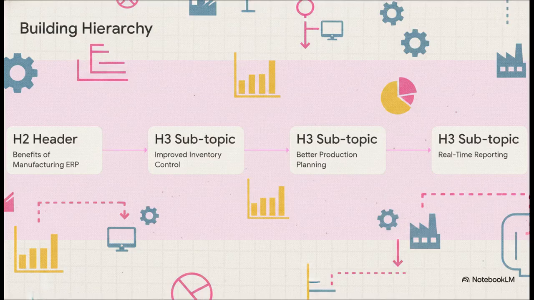And this hierarchy naturally builds on itself. When you need to break down an H2 further, that's when you use H3s. Say our H2 is benefits of manufacturing ERP. We don't just list them all out in a massive paragraph. Instead, we use H3 headings for the supporting details: improved inventory control, better production planning, and real-time reporting. The H3s provide necessary organized structure directly beneath the H2.